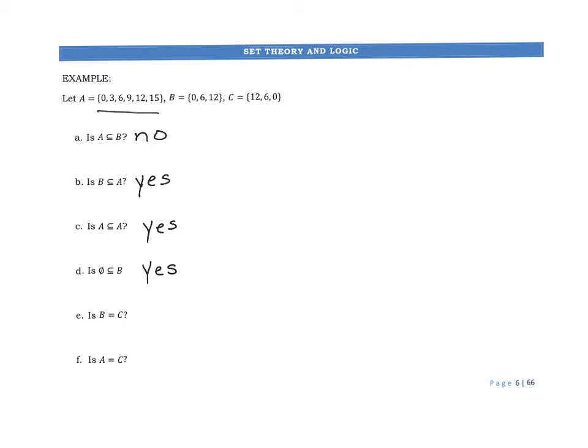Now, when I ask, is B equal to C, I'm asking, do they have the same elements, the same identical elements? Well, let's see. We have 0, 6, and 12, so that looks like yes. Is set A equal to set C? Well, no. I do have a 12, and I have a 6 and a 0, but A has many more distinct elements, so that would be a no.